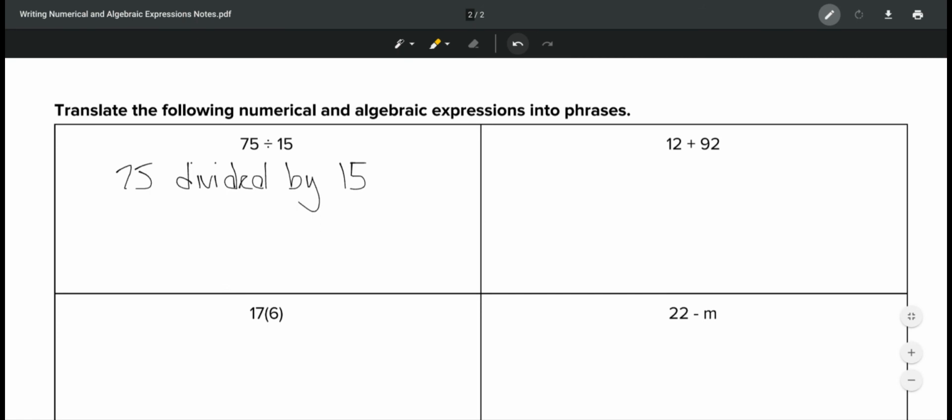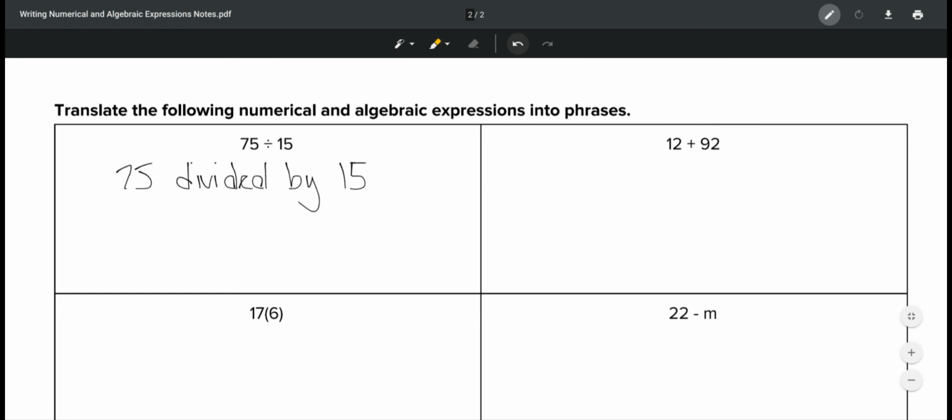So if I go to the next one to the right there, 12 plus 92. I can literally write 12 plus 92, and that's going to be correct. I'm going to get a little fancier here. So flip back to the front. Look at your addition column, because that's what I have. I have an addition sign. Pick up one of those words to use instead of just the word plus.